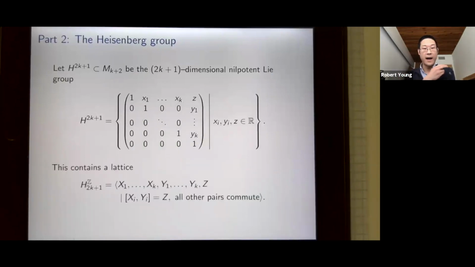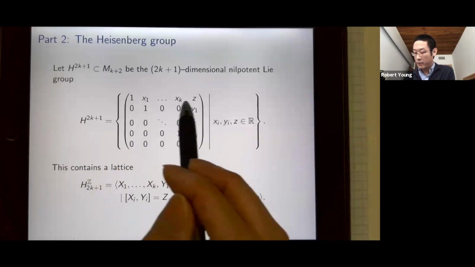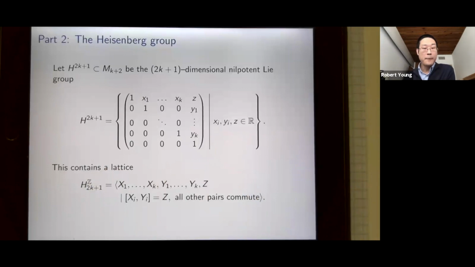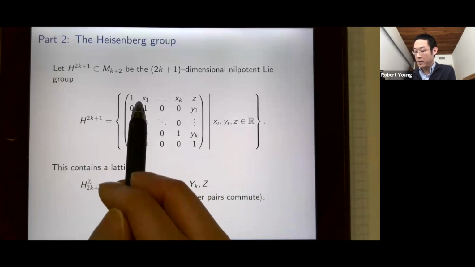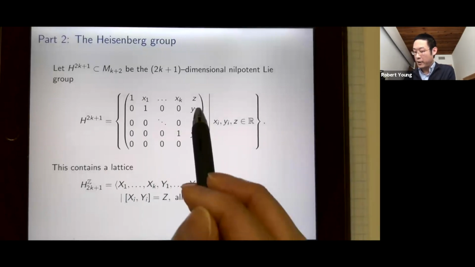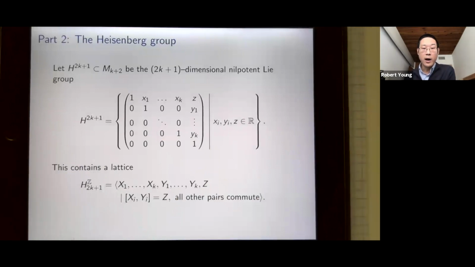This contains a lattice, which we denote H_Z. This consists of all the matrices like this, where all the coefficients are integers. And that lattice is generated by 2k plus 1 generators, x1 through xk, y1 through yk, and z, where x1 is the matrix with a 1 in the x1 position and zeros everywhere else. y1 is the same thing, 1 in the y1 position, zeros everywhere else, and so on.